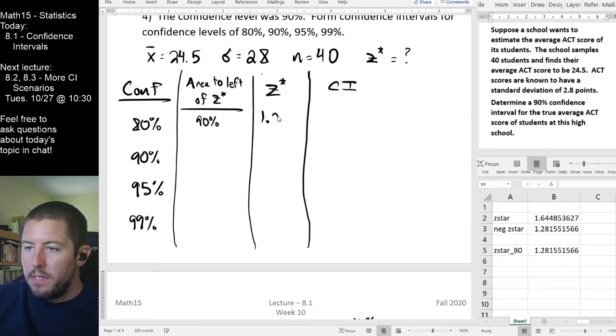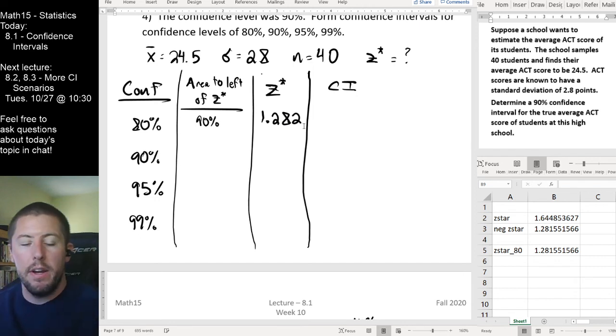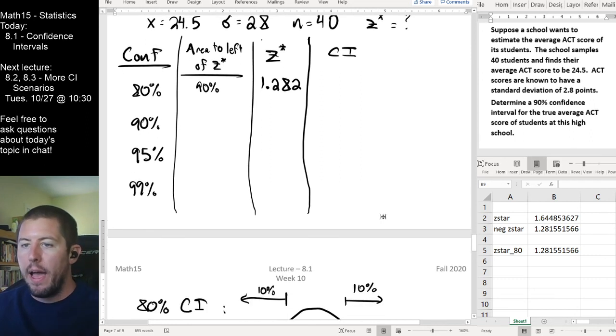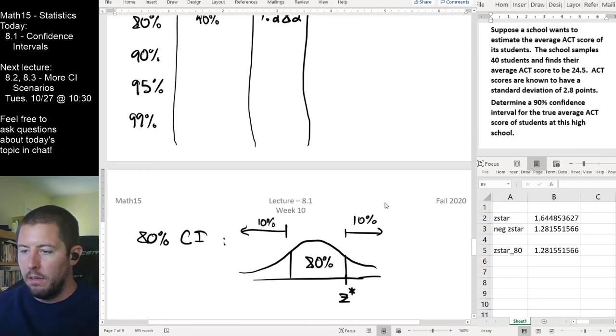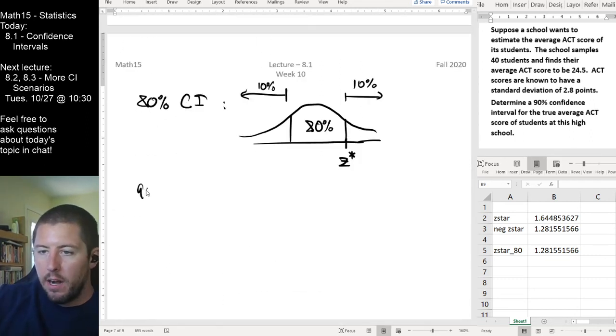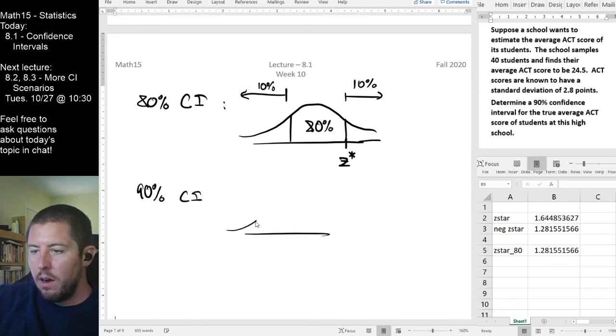That is a number of standard deviations away that we will be traveling to experience the middle 80% of our values out there. Okay, we got a little bit hung up right there. We're back. So now we look at our 90% confidence interval. That's going to give us our middle 90%.